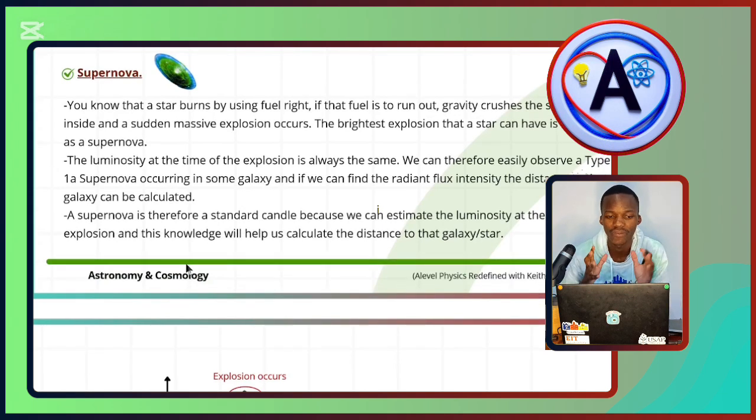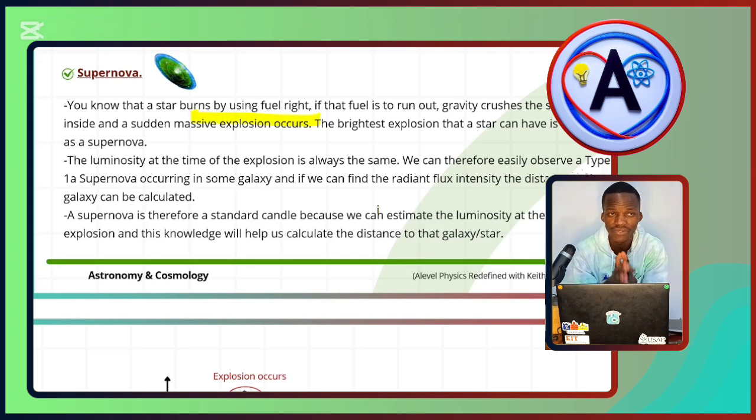One thing we're going to understand is another type of standard candle known as a supernova. Okay. So you know that a star burns by using fuel, right? If that fuel runs out, the gravity is going to crush the star from the inside out, and then a massive explosion is going to occur. So the fuel has run out, we have all this excessive mass, gravity just crushes it down. The explosion that then occurs is referred to as a supernova.